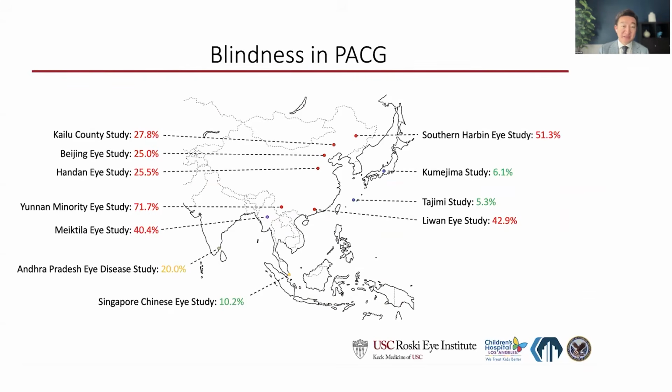Primary angle closure glaucoma is commonly associated with blindness. This figure shows the prevalence of blindness associated with PACG in Asian regions based on data from population-based epidemiological studies. We can see here that the prevalence of blindness exceeds 25% in many countries. The exception to this rule is in countries that have better access to eye care services and cataract surgery, such as in Japan and Singapore, where we see a lower prevalence of blindness among PACG patients.